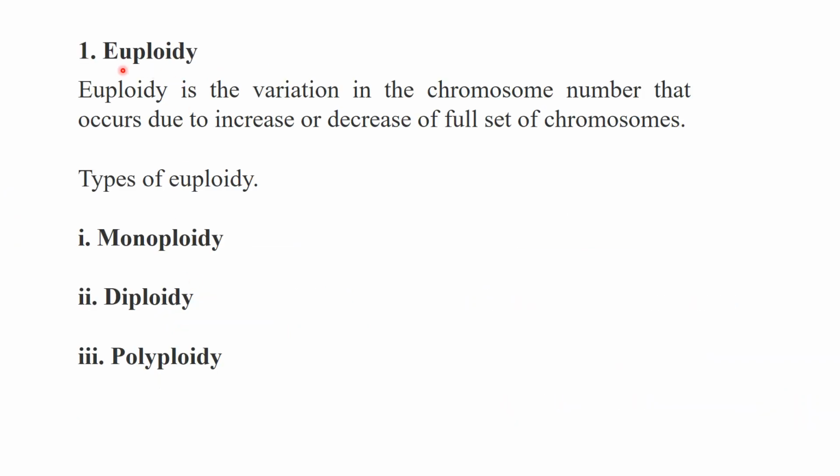Starting with euploidy. Euploidy is the variation in chromosome number that occurs due to an increase or decrease of a full set of chromosomes. Here the complete set of chromosomes increases or decreases, and the condition is called euploidy. Complete set means the chromosome number is either haploid, n, diploid, 2n, triploid, 3n, tetraploid, 4n, or pentaploid, 5n. When the complete set of chromosomes is changed, increased or decreased, this condition is called euploidy. There are 3 types of euploidy: monoploidy, diploidy, and polyploidy.